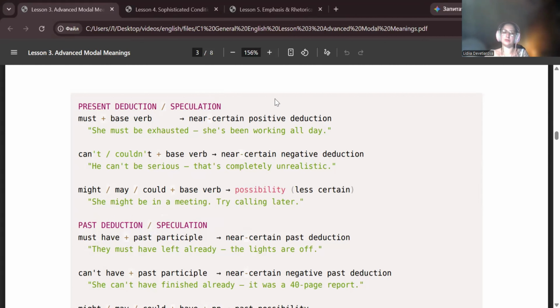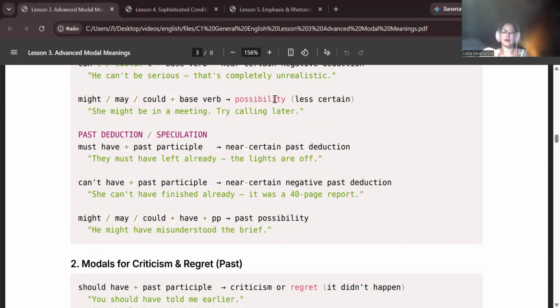Past deduction or speculation. Must have and past participle. Past participle is the third column or the ed ending. Yes, near certain past deduction, like 100% I'm sure that this had happened. They must have left already. The lights are off. I am confident that they have left already because the lights are off.